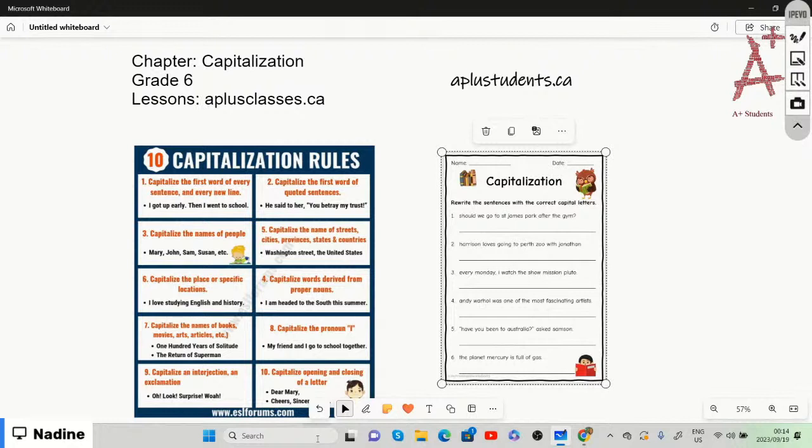We capitalize the first word of every sentence. So if you start a new line, then we capitalize that also, which means that a new line is a new sentence. The first word of a quoted sentence: once you quote anything, the first word of a quoted sentence, we need to capitalize. Names of people, names of pets, the name of a street, the name of a city, province, state, or country, we need to capitalize it.